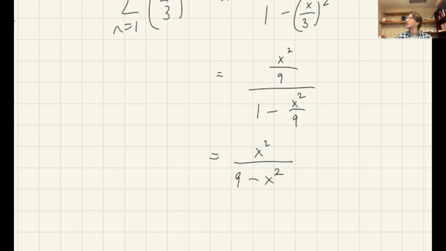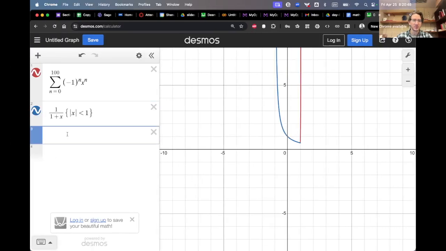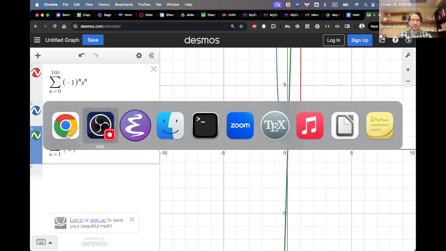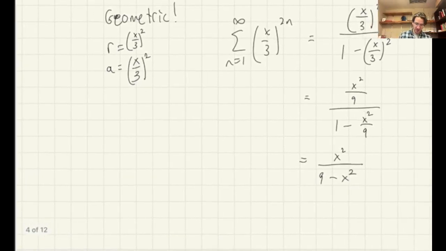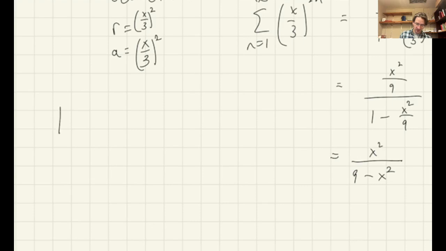And I can go and look at this in Desmos again. So here's the series in Desmos, the sum from 1 to infinity, which I'm, again, using 100 as a stand-in, of x over 3. Oh, before we do this, hold on. We should also find the radius of convergence. The radius and the interval of convergence happens for r less than 1.